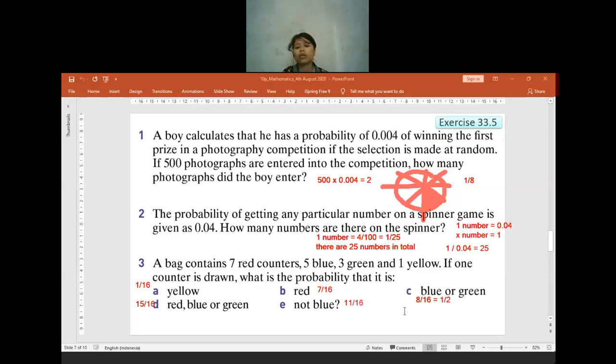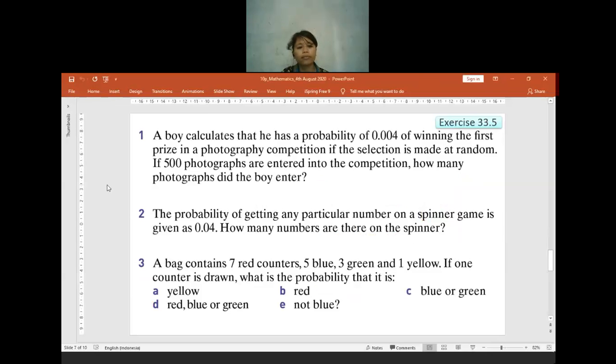Is there anyone who is confused so far? No. Easy, right? Still easy, right? Okay. If no one is confused, we still have about 5 minutes left. We can continue to question 4.